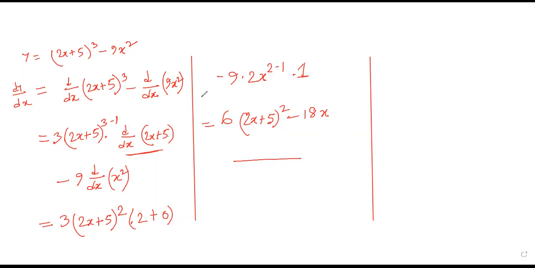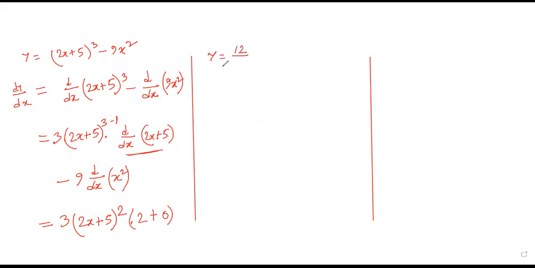Now, another question is, y is equal to 12 divided by (2x minus 3) whole square. I told you that don't do the differentiation in the denominator. First, bring it up here. (2x minus 3) whole to the power minus 2. Plus 2, it will be minus 2. Now we do the differentiation.